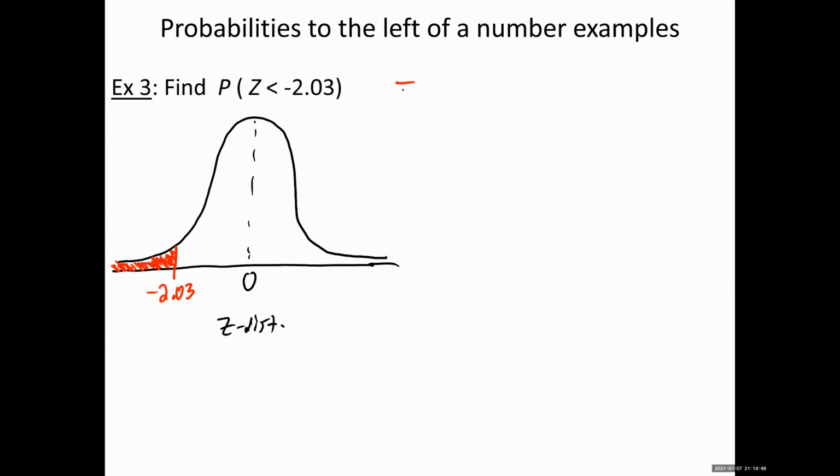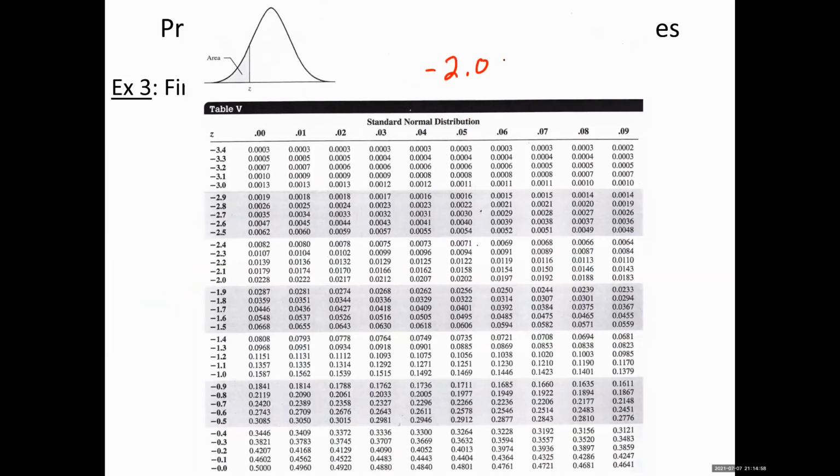Then, because this is the area to the left of something, the good news is you can just look it up in the table and that's it. So we've got to look up negative 2.03 in the table. Again, because the number is negative, you're going to use the negative side of the z table. Once again, this is always going to be the case. The number you look up will always have exactly 2 digits after the decimal. The way you look it up is you ignore the last digit, you look up the rest on the left column of the table. So you look up negative 2.0. Here's negative 2.0. Then you get the last digit, the 3, from the top.